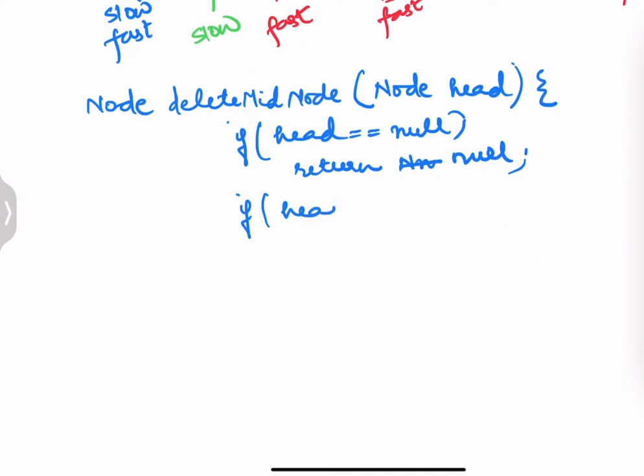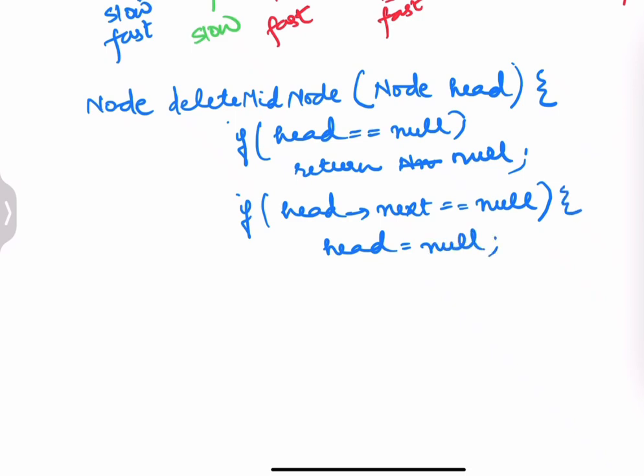If head's next is null, let's say there is just one element in the linked list. So we have checked for no element, then we are checking for the next element. Then what we need to do is we just need to remove the head. So we'll mark head as null and just return the null value. For all other conditions, we will be proceeding further.